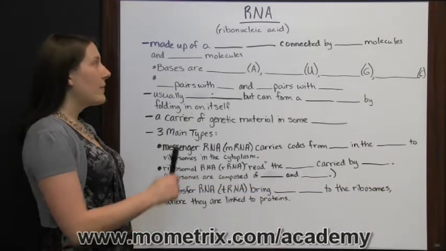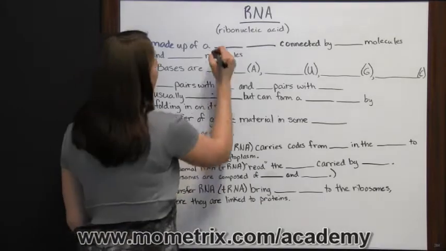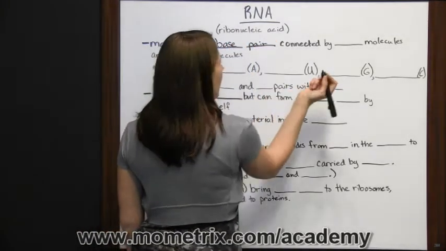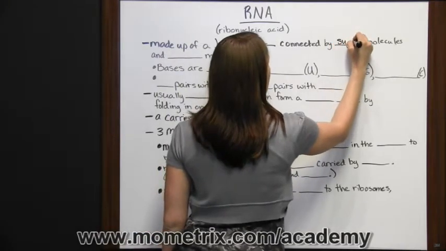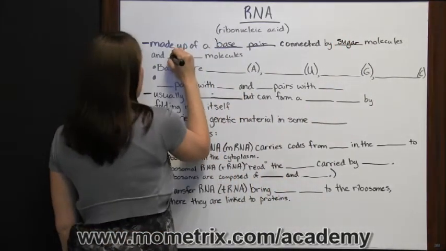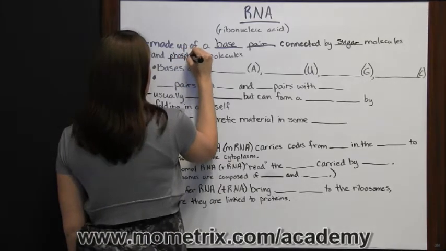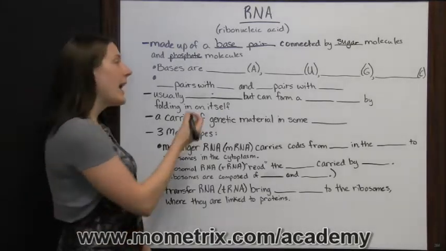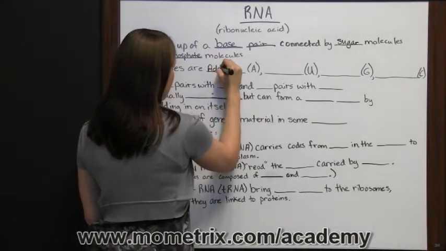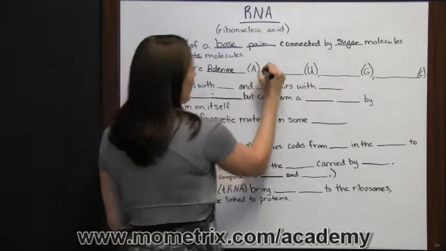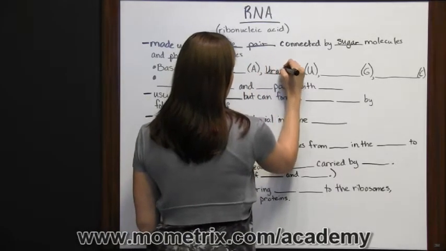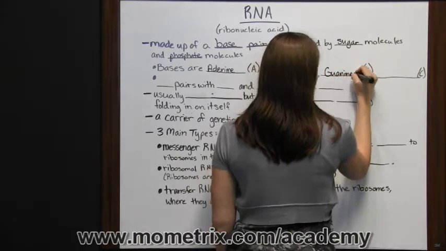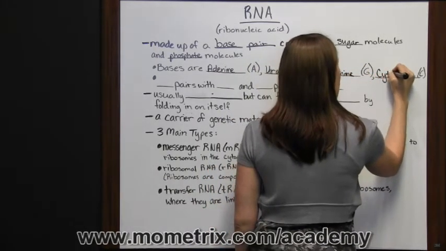RNA, or ribonucleic acid, is made up of a base pair connected by sugar molecules and phosphate molecules. Now the bases in RNA are going to be adenine, uracil, guanine, and cytosine.